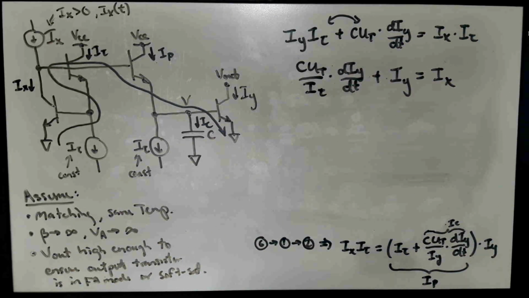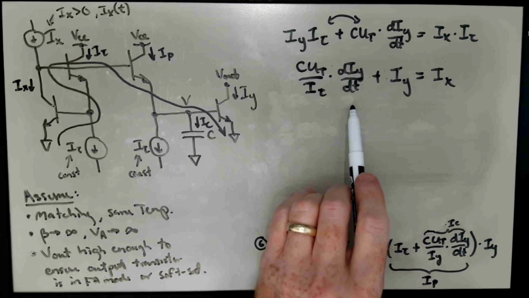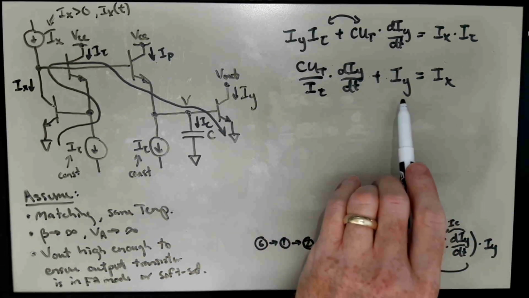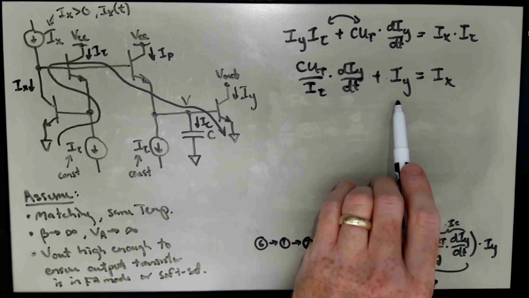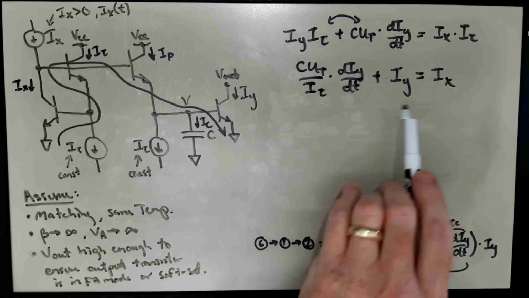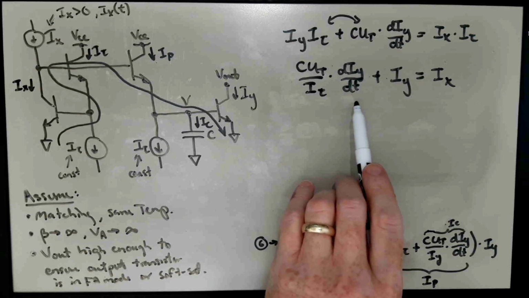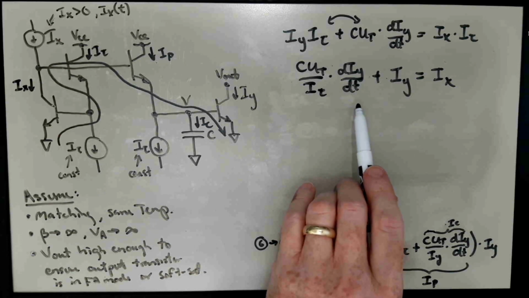So this is a kind of a curious situation. What kind of differential equation is this? Well, all of the terms here are just linear terms, and the derivatives of Iy are just linear. There's only one, and it's the first derivative. So this is a linear ODE. It's first order.